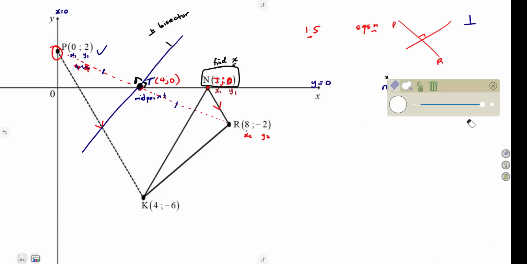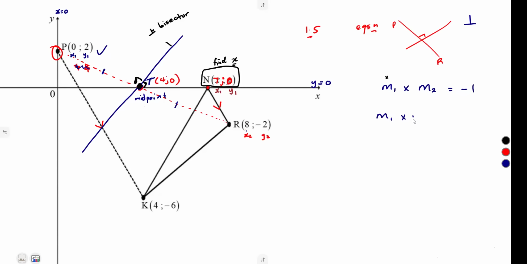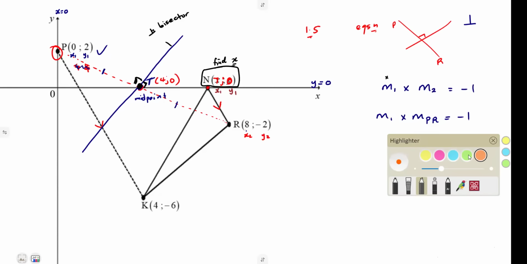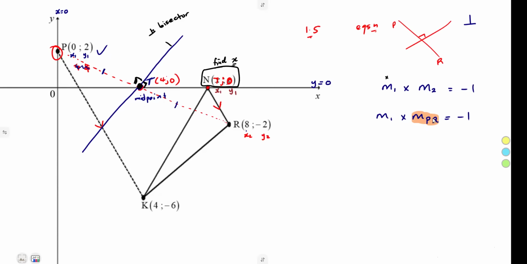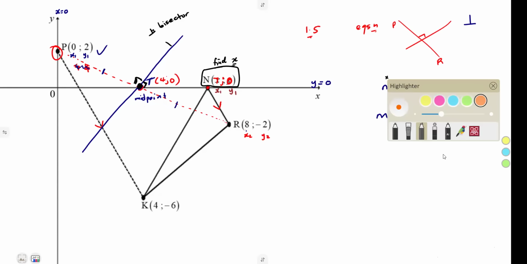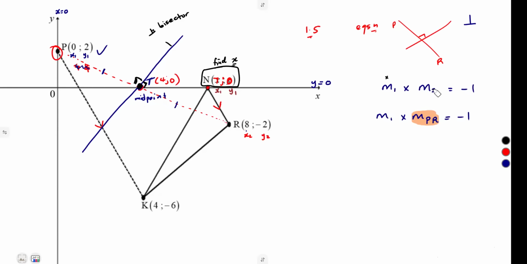So this one, instead, I'm going to write it as M1 times the gradient of PR is supposed to give us what? A -1. So simply find the gradient of the other line. All right, do not worry, I'm just explaining some of the other things that we already know, just for the sake of revision.